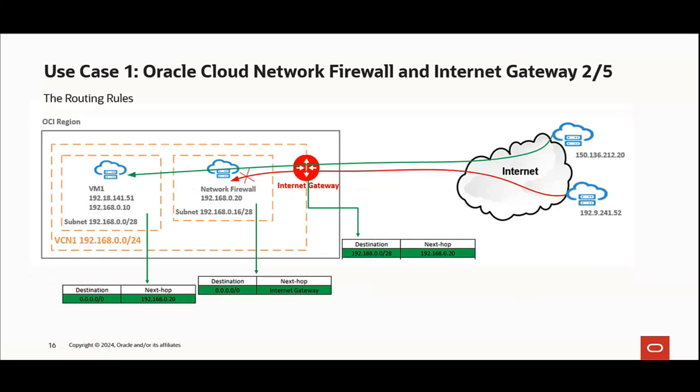So in which way will we configure this? In which way will we make the network firewall act as a bump in the wire and receive the traffic once it is received from the internet? First of all, at the subnet level where my VM sits, for example, I can have a default route, so all my traffic, no matter what the destination is, will have as next hop my network firewall. Very simple.